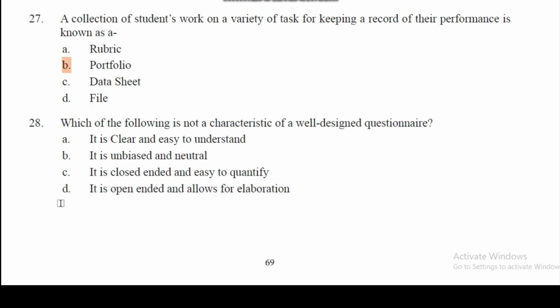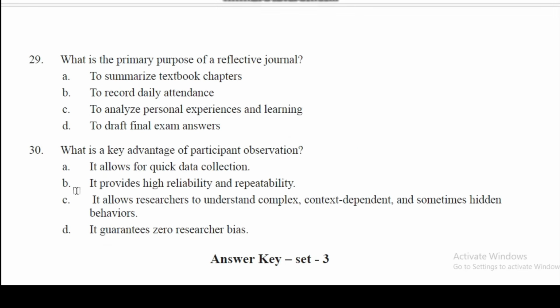28. Which of the following is not a characteristic of a well-designed questionnaire? Answer D. It is open-ended and allows for elaboration. 29. What is the primary purpose of a reflective journal? Answer C. To analyze personal experiences and learning. 30. What is a key advantage of participant observation? Answer C. It allows researchers to understand complex, context-dependent, and sometimes hidden behaviors.